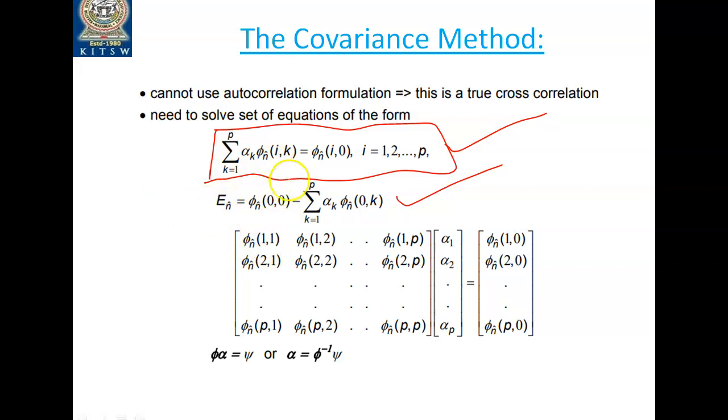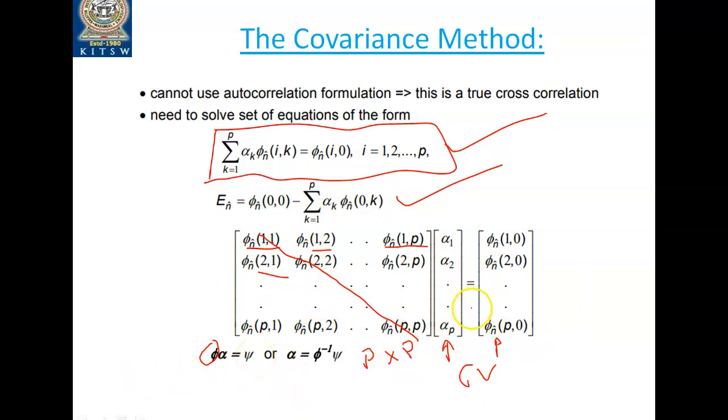So phi n of I comma k: for I equal to 1, k equal to 1, you have 1 1, then 1 2, 1 3 up to 1p, and similarly 2 1, 2 2, 2 3 up to 2p. But when you see, all the diagonal elements are not the same, which means it is not a Toeplitz matrix. In the autocorrelation method, it is a Toeplitz matrix. Alpha 1, alpha 2, up to alpha p is a column vector, and this is also a column vector. This is a P cross P matrix, which we can represent as phi, so phi alpha equals psi.